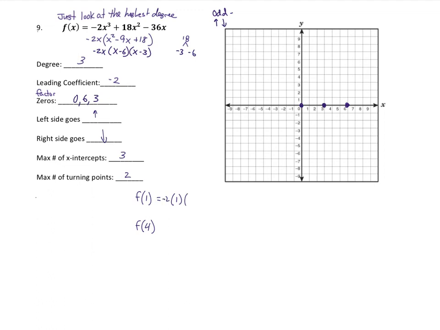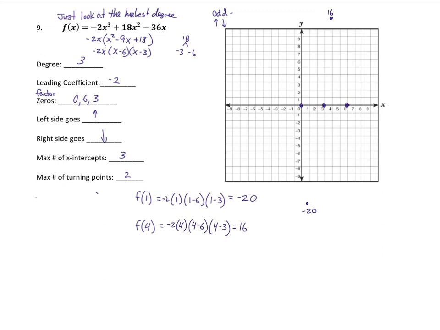Negative 2 times 1, 1 minus 6, 1 minus 3. So that gives us negative 2 times negative 5 times negative 2, which is negative 20. We'll put that off the graph there. Plug 4 in there, so negative 2 times 4, we'll have negative 8 times negative 2 times positive 1. That's going to give us 16. So that'll be up above off the graph.